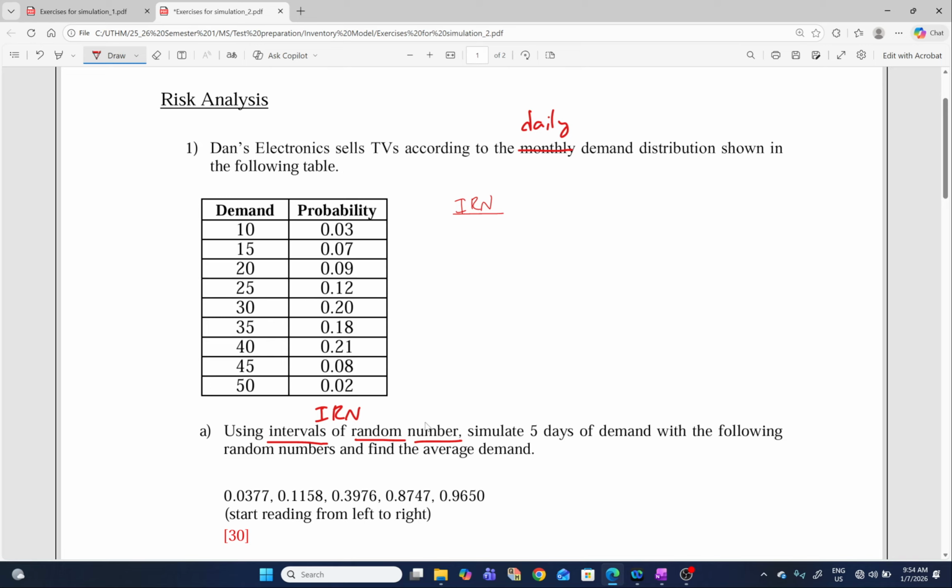Okay. What you have to do now is you have to put an interval. Ini adalah selang dia. Okay, you start with 0.00. Why 0.00? Because 2 decimal places. So I start with 0.00 until the first one, you follow this one.